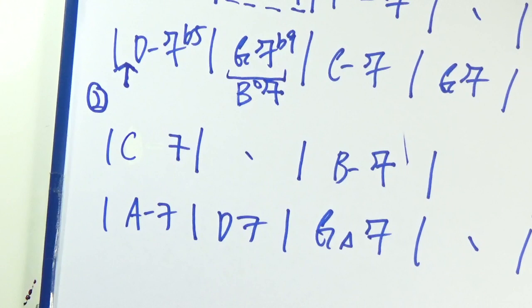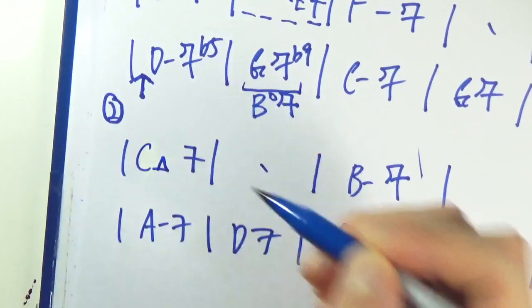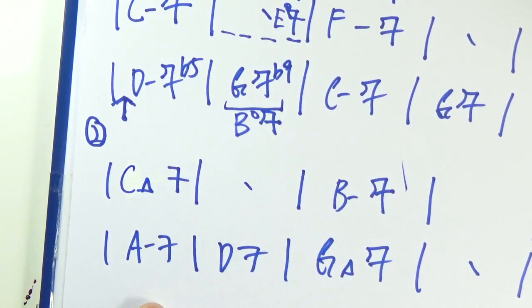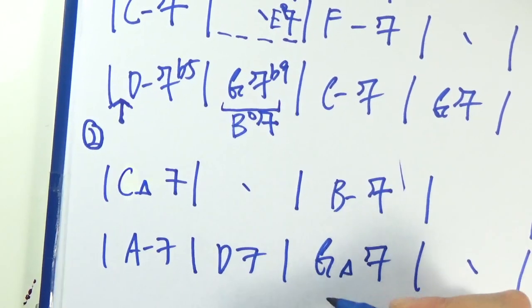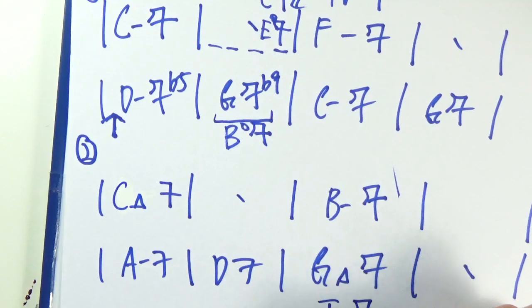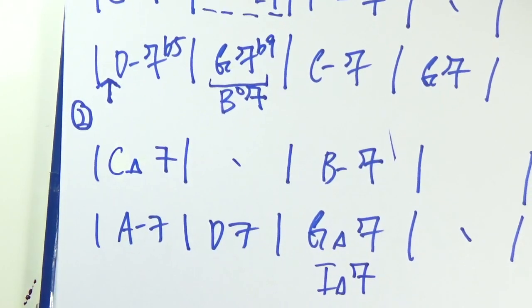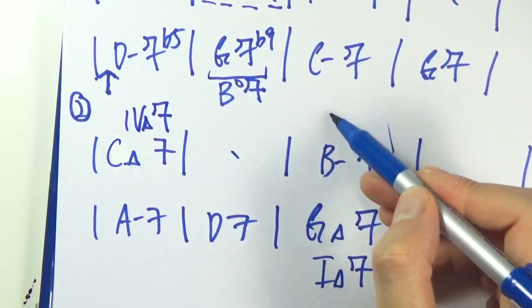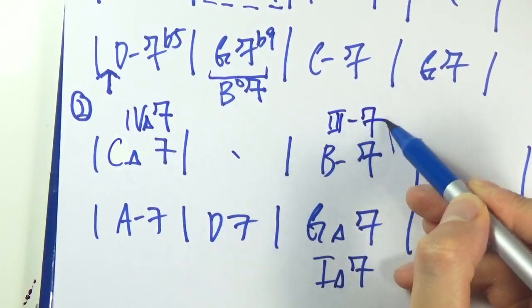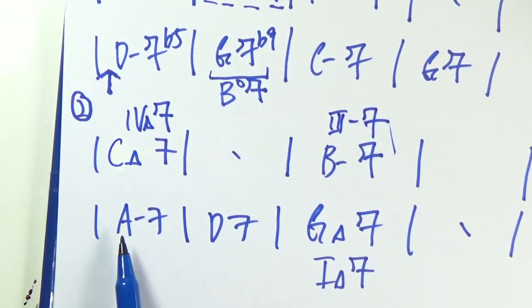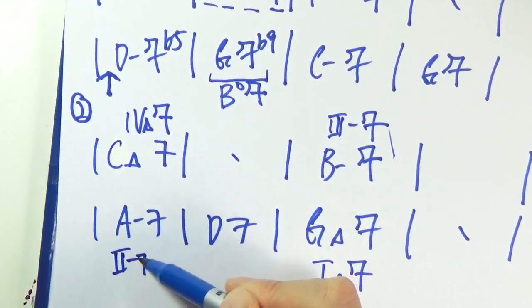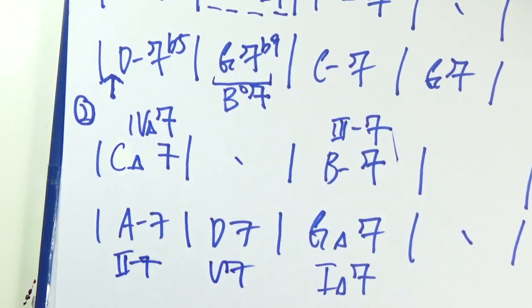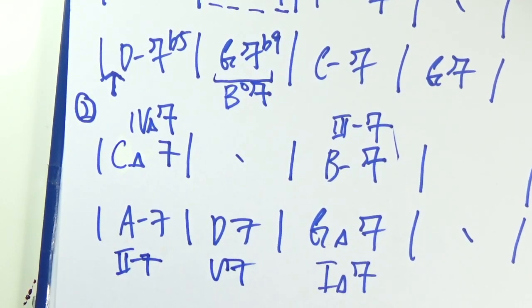Okay, so we have another chord progression. C major 7, B minor 7, A minor 7, D7, G major 7. So it should be a G major chord progression. We have G major as our 1 chord, so this is our 4 major 7, and then 3 minor 7. And then we have our A minor 2 chord, and this is our 5. Okay, let's check out the usual spot first.